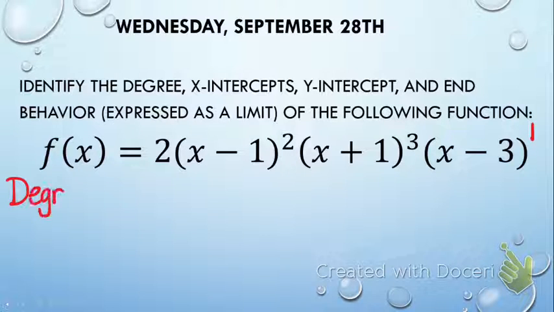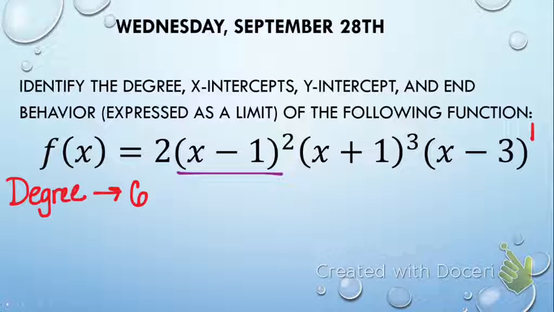So your degree is 2 plus 3 plus 1. And what is 2 plus 3 plus 1? 6.